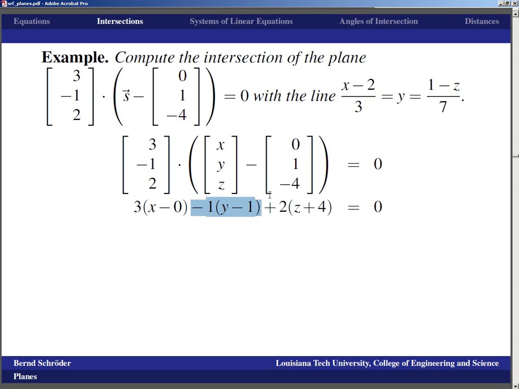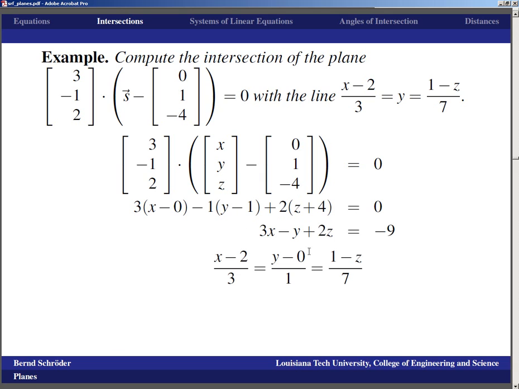And then we have plus 2 times z minus 4, z minus minus 4, which is z plus 4, which we have here. Then we just have to multiply it out. We get 3x minus y plus 2z, and we have 0 plus 1 plus 8, that's 9, and that can be brought over as a negative 9 to the other side. So we end up with 3x from here, minus y from here, plus 2z from here, equals minus 9, which is all the scalars collected and put to the right side.